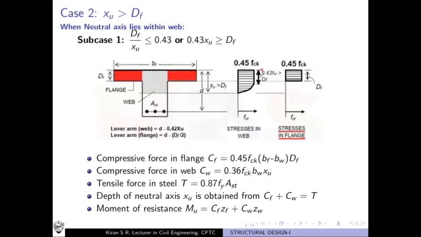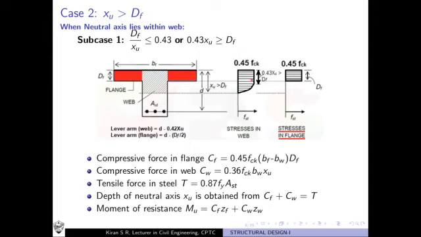So the first case is 0.43 xu greater than df. That is exactly what is given here: 0.43 xu is greater than or equal to df, or you can rearrange it like this: df by xu is less than or equal to 0.43. So it is up to you. If you want to rearrange it, you do it, otherwise don't.